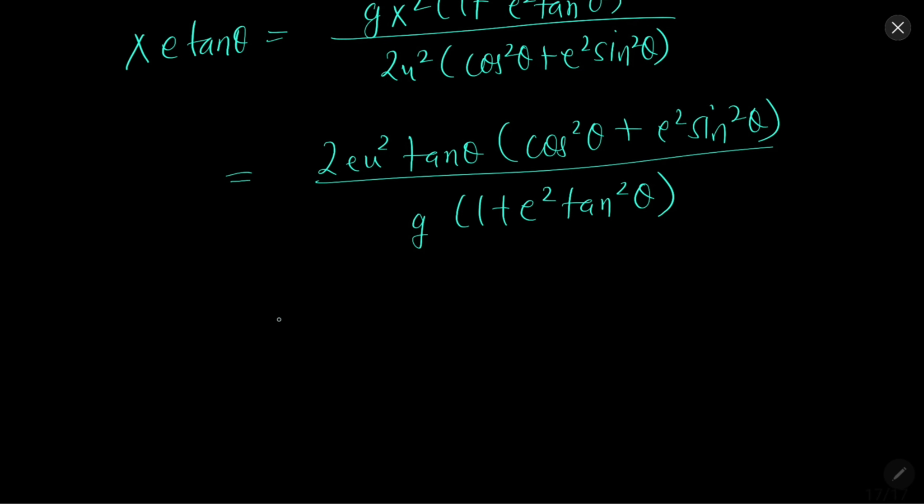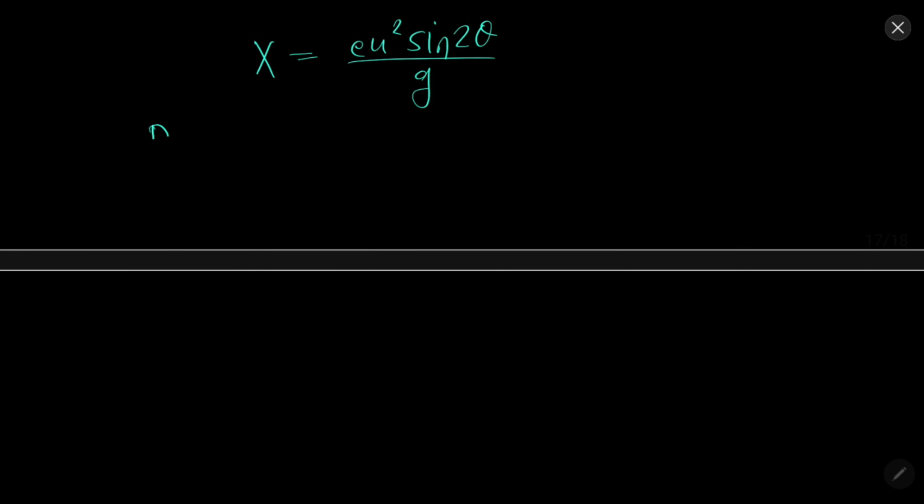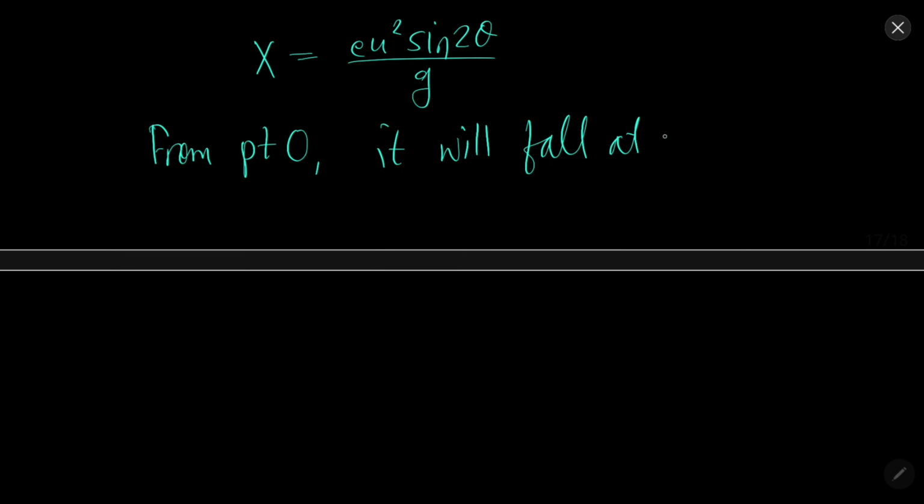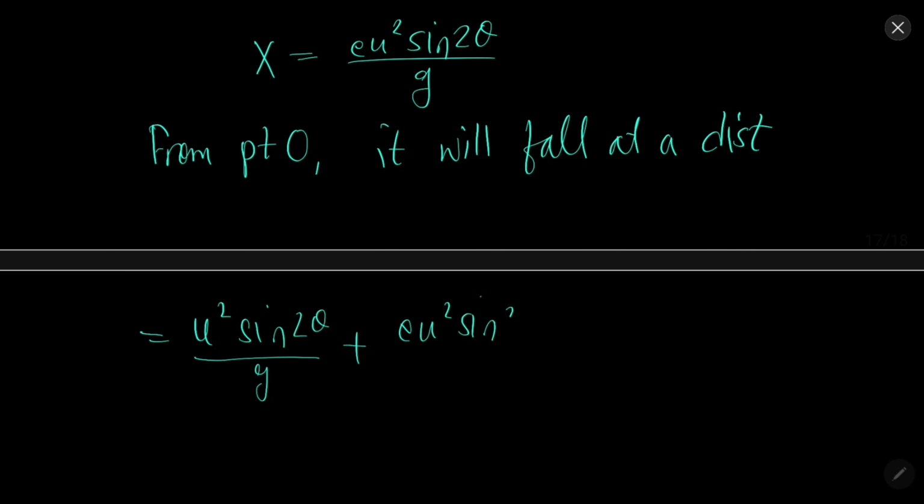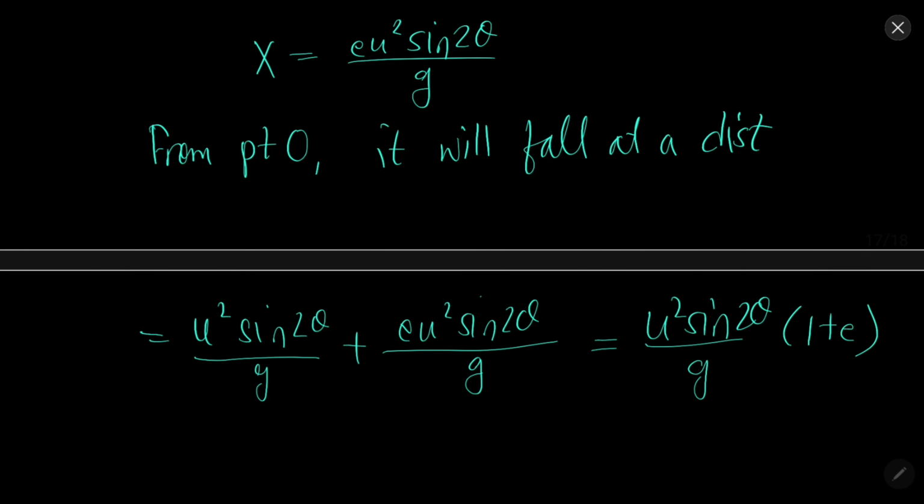So after simplification, it will be E u square sin 2 theta over g. So from starting point O, it will fall at a distance u square sin 2 theta over g plus E u square sin 2 theta over g, that is u square sin 2 theta over g into 1 plus E. This is the final distance.